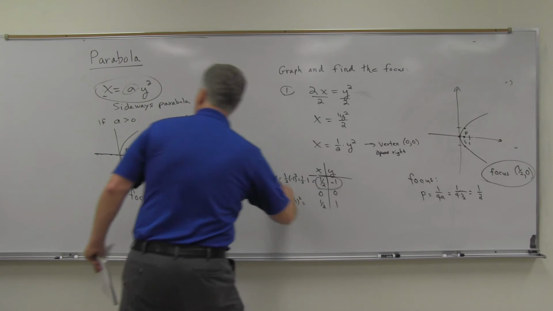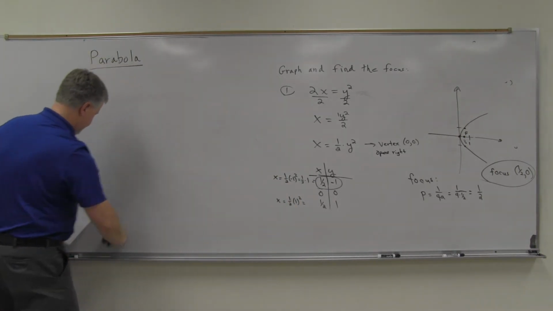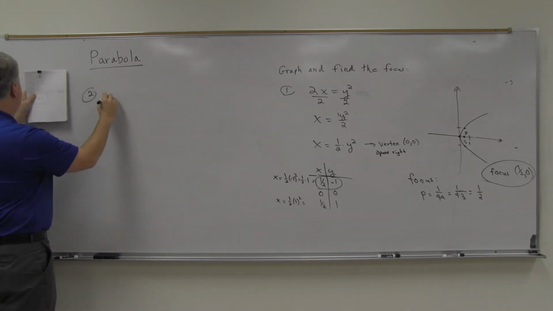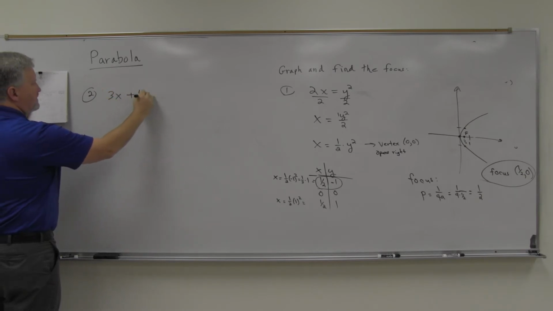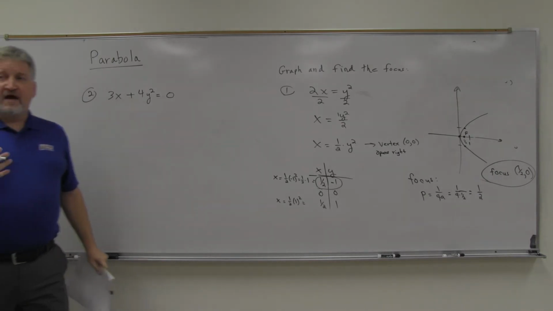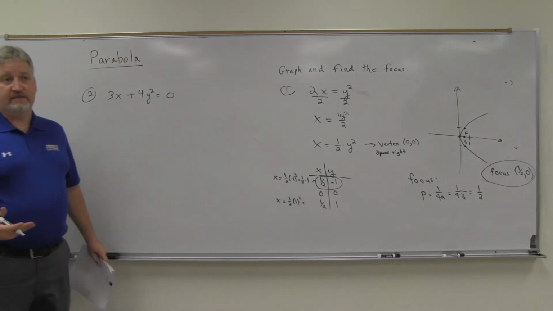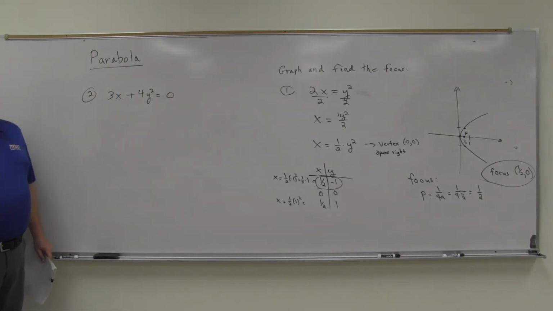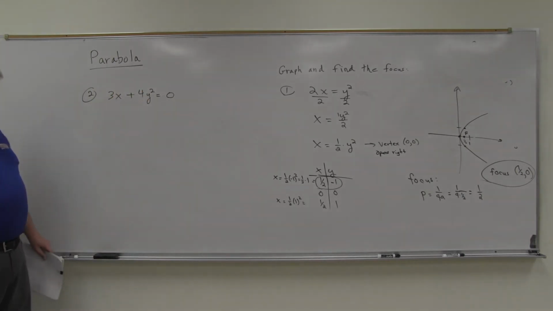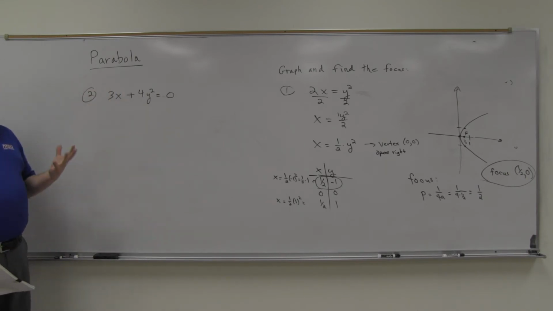All right, one more of those, and we'll move on to a couple other things. So number 2, graph and find the focus, 3x plus 4y squared equals 0. That's not in the form we want, but right off the bat, I can tell what kind of parabola it is. I can tell it's a parabola because I've got x to the first, y squared. It's a sideways parabola because the x is to the first and the y is squared instead of vice versa.